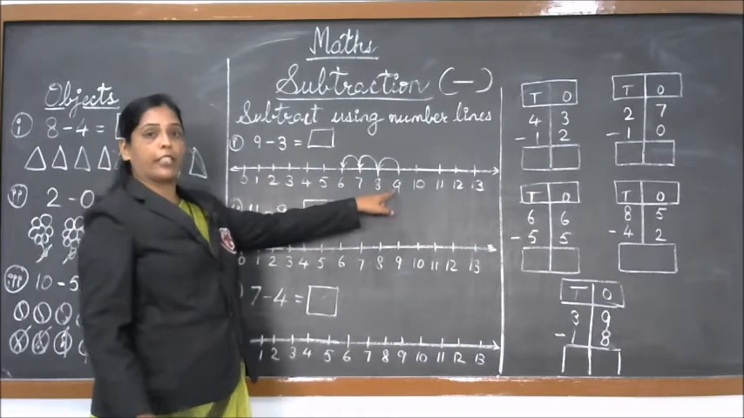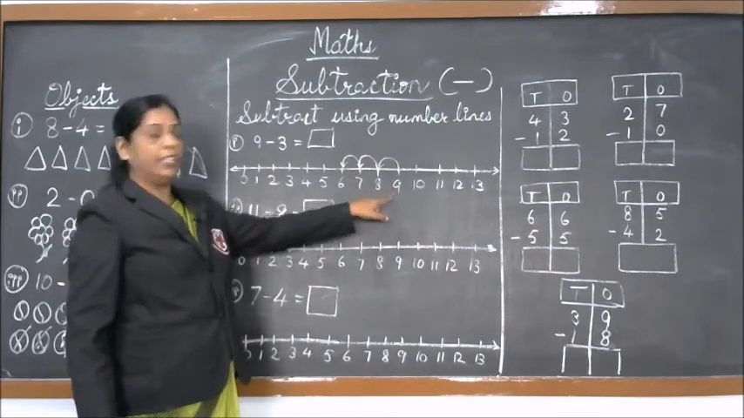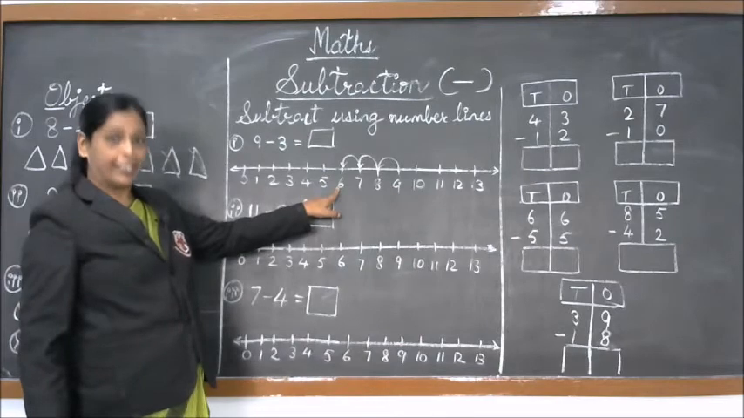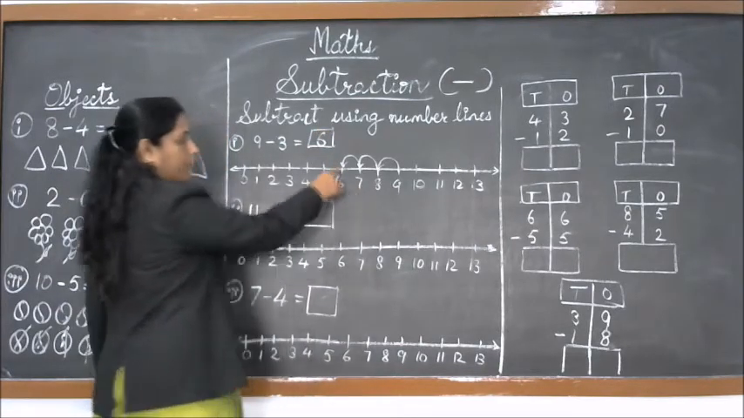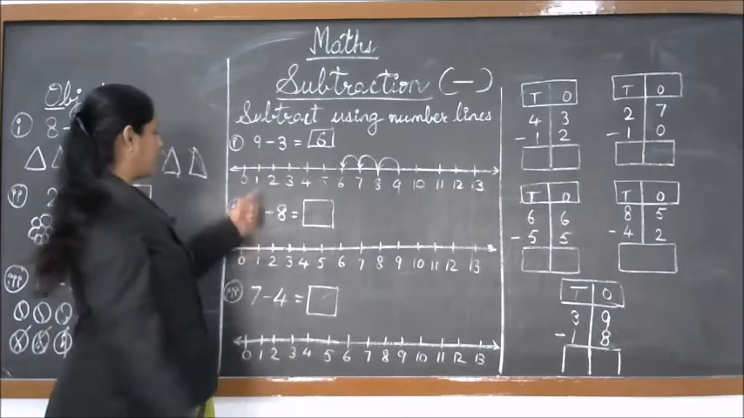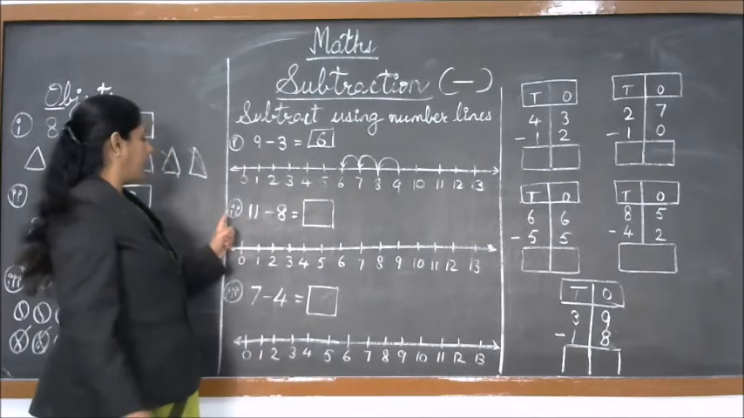If I have deducted 3 out of 9, what is my answer here? Yes, it is 6 because I have stopped on number 6. Right? Look at the second sum.